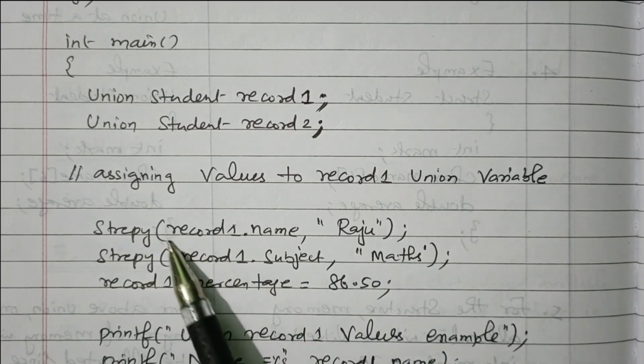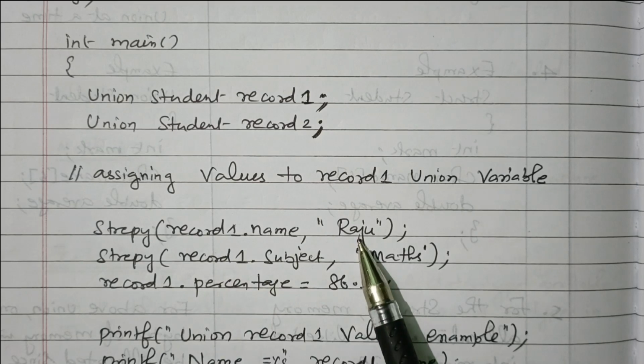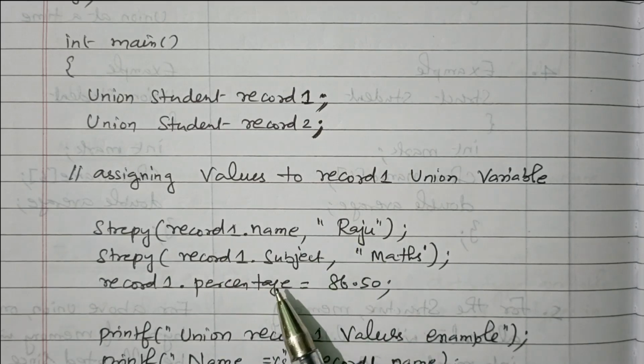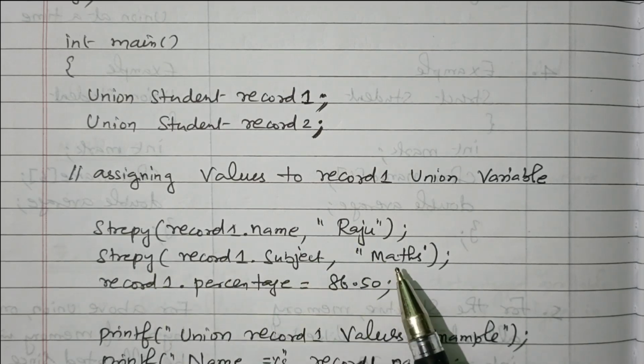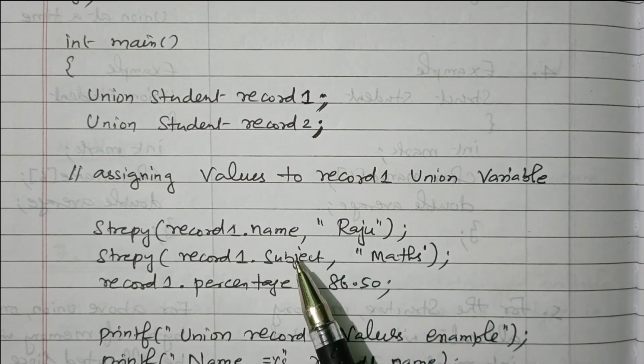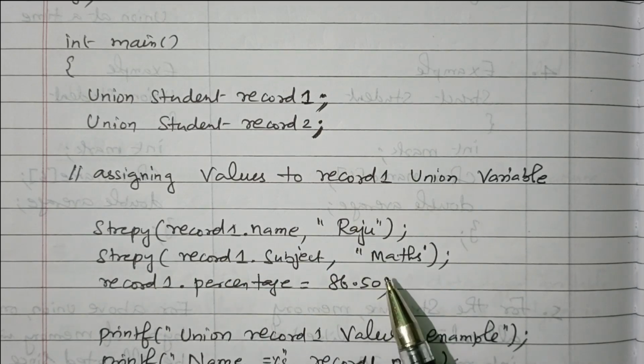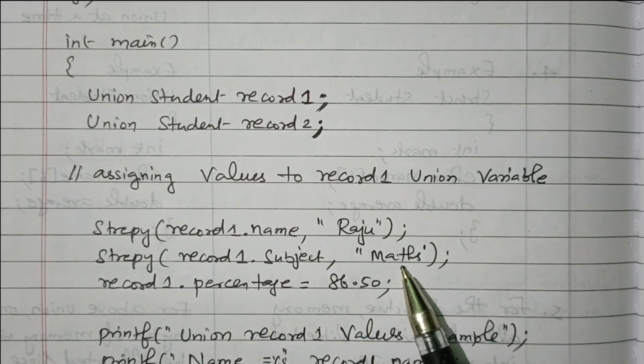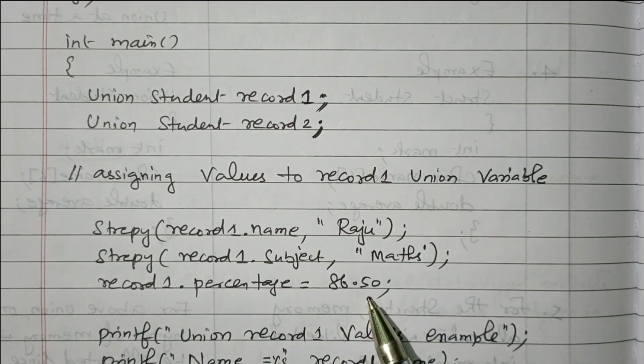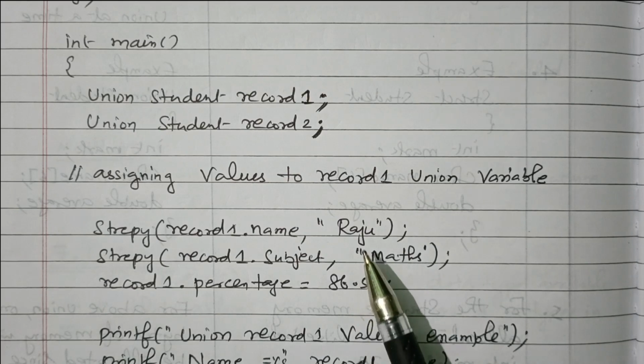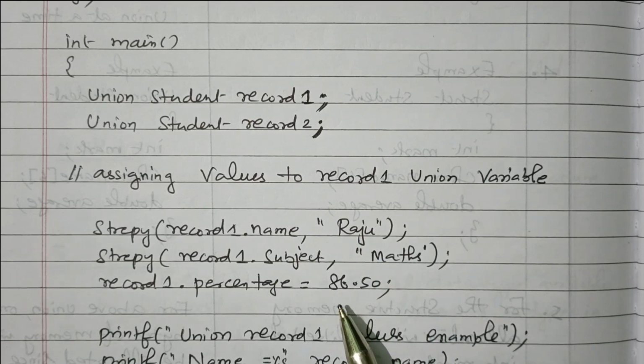So while copying the record 1 dot name, Raju will be stored in the memory location. While copying the subject, Max will be stored in the same memory location, overwritten. Raju will be overwritten and Max will be stored. Then while storing the percentage 86.5, this Max is also overwritten and 86.5 will be stored, right? So first Raju will be stored, that is overwritten by Max, that is overwritten by 86.5. Now only 86.5 is available in the memory.